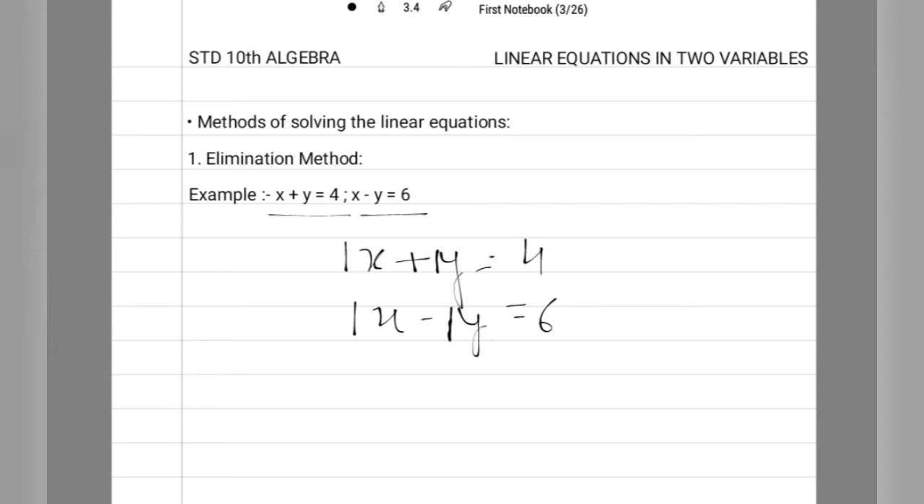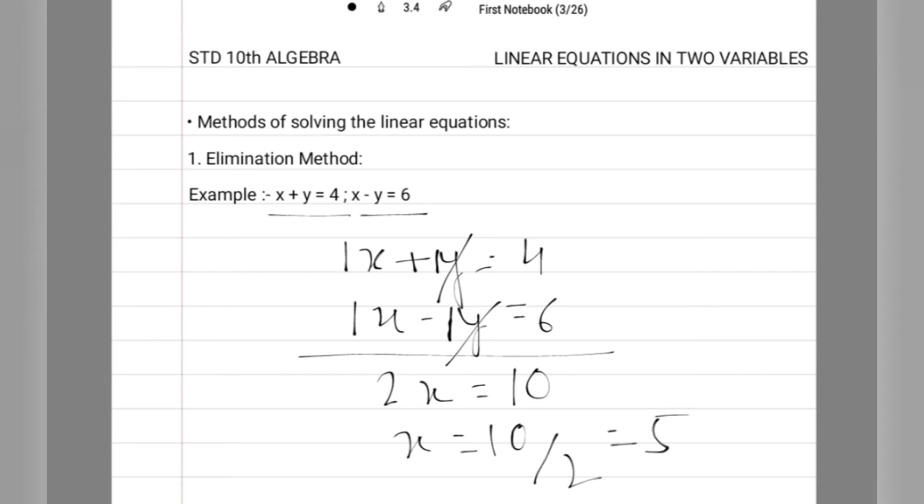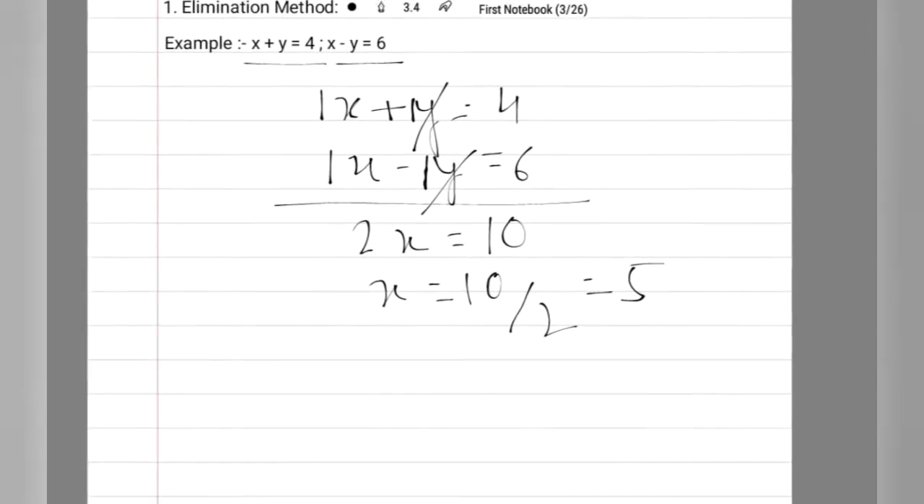So we have the signs of y as plus and minus, so we can directly add it, right? And we can cancel y, that is plus y and minus y. So we get the equation after adding is 2x is equal to 10, and x is equal to 10 by 2 is equal to 5. So this is the value of x we get.